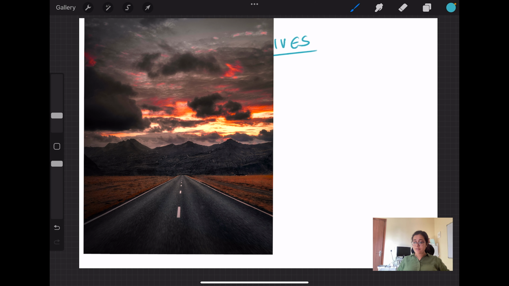By the way, this is a free stock photo that I've taken from Benjamin Suter. He's an amazing photographer, you can see his work. So yeah, let's come back to the road.